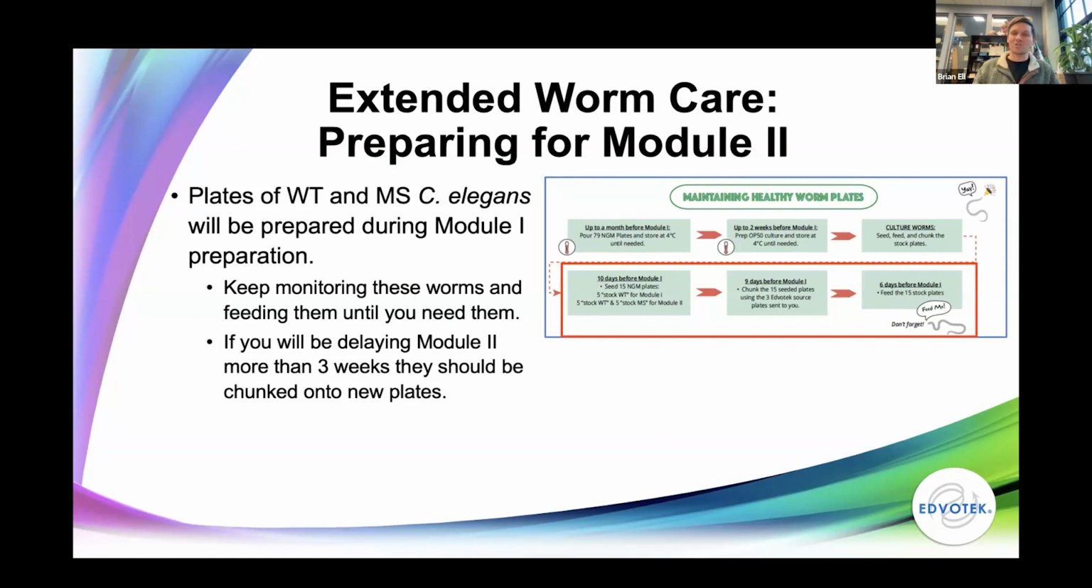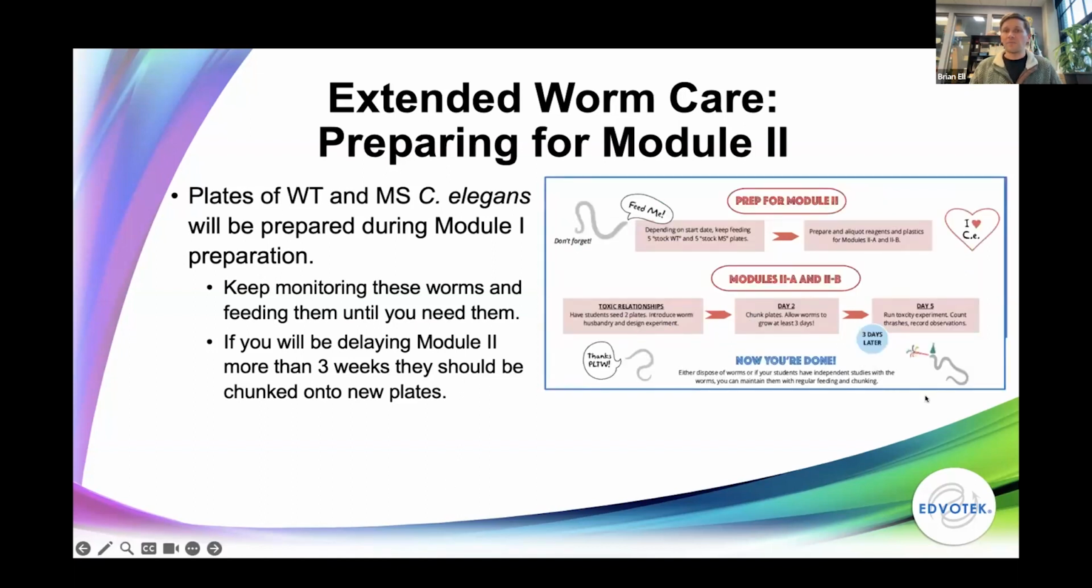So we need to keep feeding them or chunking them as we go through Module 1 and then any sort of breaks or gaps that might exist before we get to Module 2. If you're going to be delaying Module 2 more than 3 weeks from when the instructions would have you set these plates up, please remember to chunk them at some point in there onto new plates. If it's only going to be about 2 weeks, maybe 2.5 weeks at the extreme end between Module 1 and Module 2, you can get by with just feeding those plates. Just make sure, again, you're checking them, you're feeding them every 7 days to make sure that the worms stay happy and well fed.